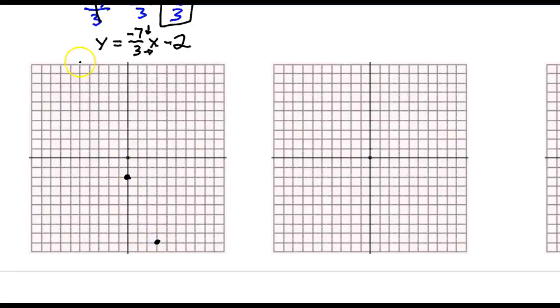You can go the other direction as well, with the negative on the bottom, so we can go up 7 and to the left 3 as well. So 1, 2, 3, 4, 5, 6, 7, and 3 to the left, 1, 2, 3. Use your straight edge only. Draw your straight line. And there we go.